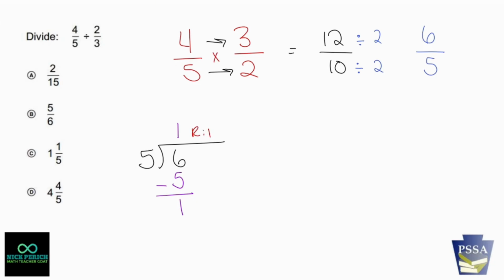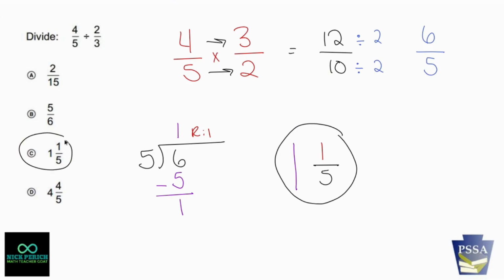Now, the way we turn this into a fraction is the one that we get here is going to be our whole number sitting out front. The remainder of 1 is going to be our numerator, and 5 is still going to be our denominator. So, at the end of all of this, we end up with 1 and 1/5, so C is your answer.